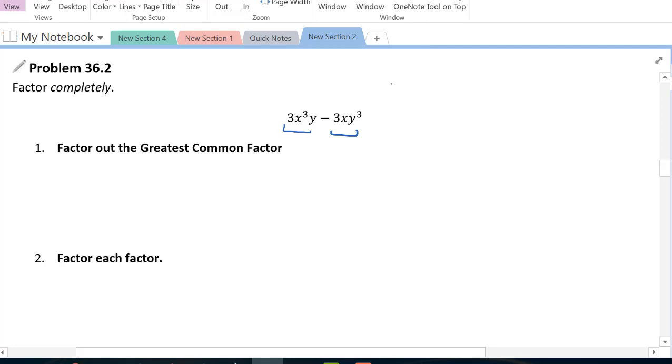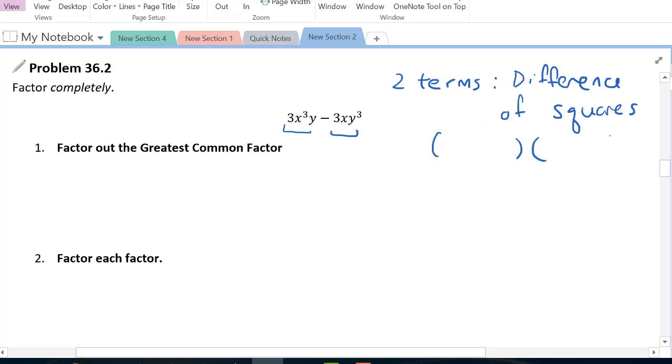If you remember from the previous GPS, when we see two terms, how do we factor them? We use difference of squares. Remember that? Where you would have parentheses, parentheses, and then you take the square root of all the numbers. That's generally how we want to factor this problem. But from now on, before we do any kind of special factoring, you always want to factor out or pull out the GCF, the greatest common factor.